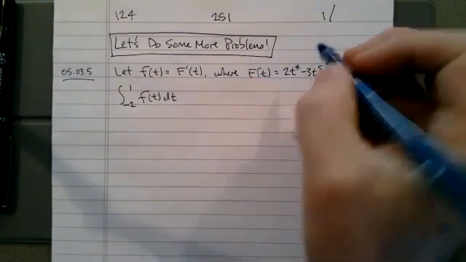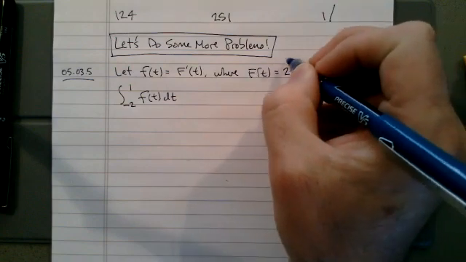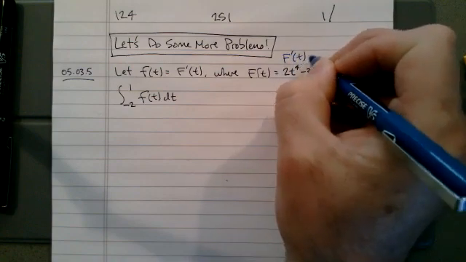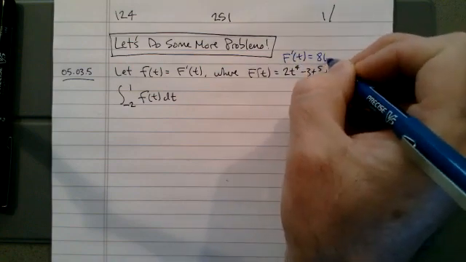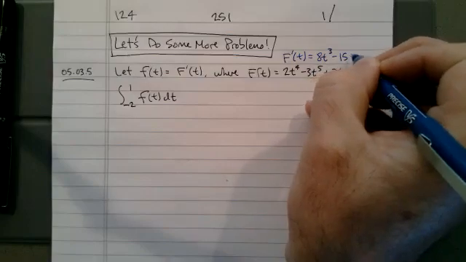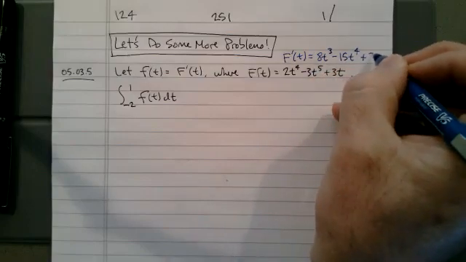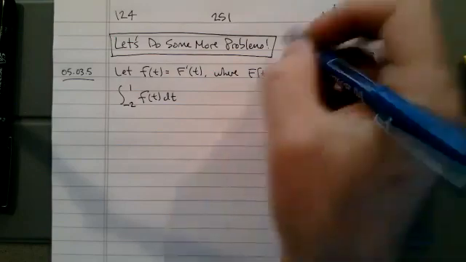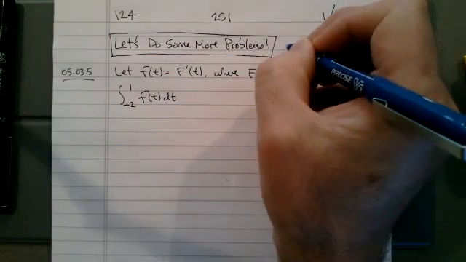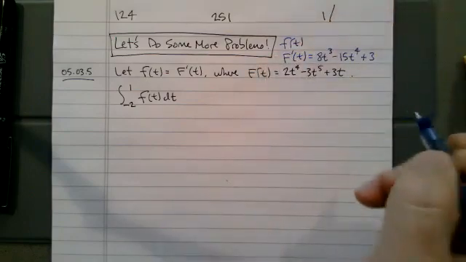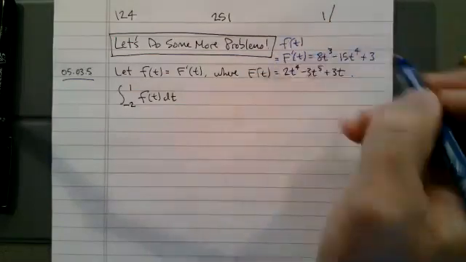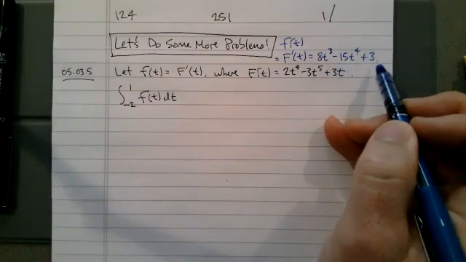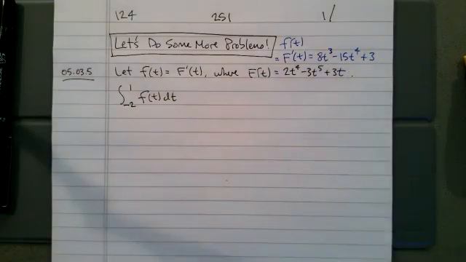Just to put things in order, if we look at f prime of t, f prime of t would be 8t to the third minus 15t to the fourth plus 3. So here is f prime of t, and this function is the little f of t. So what we're actually integrating is 8t cubed minus 15t to the fourth plus 3 from -2 to 1.